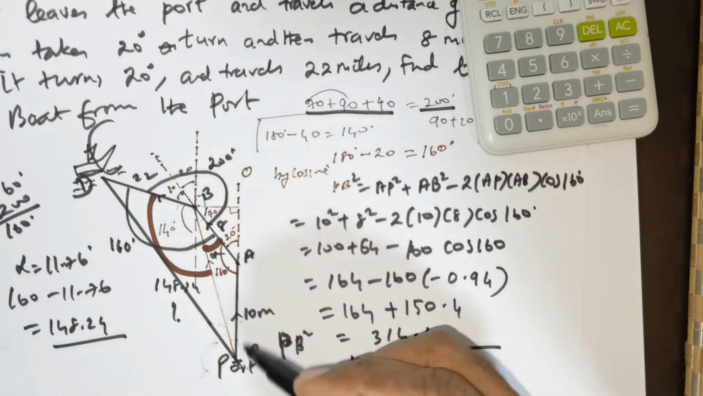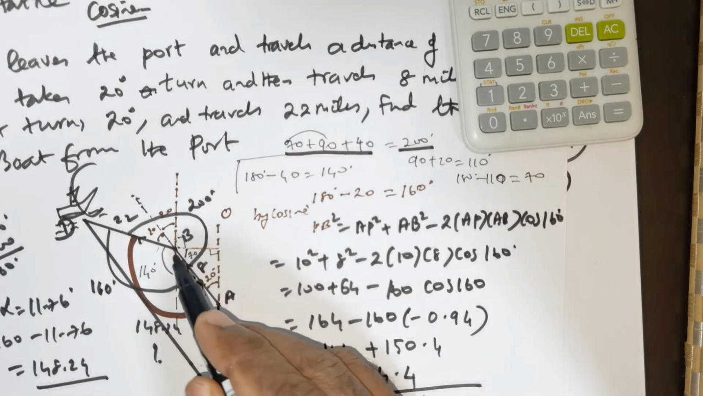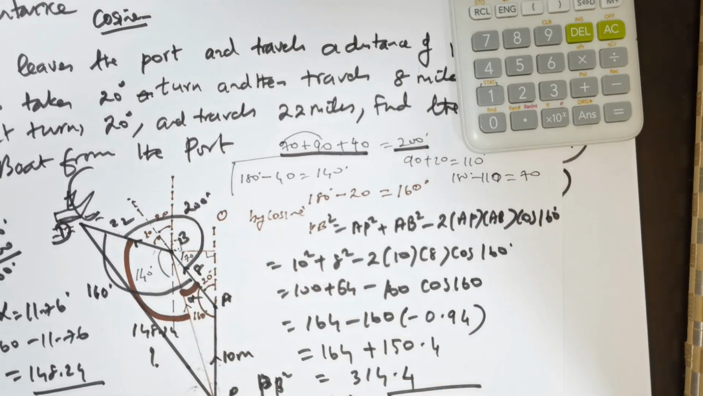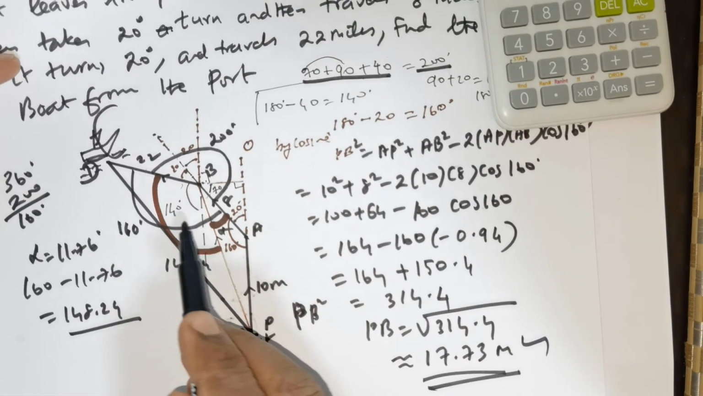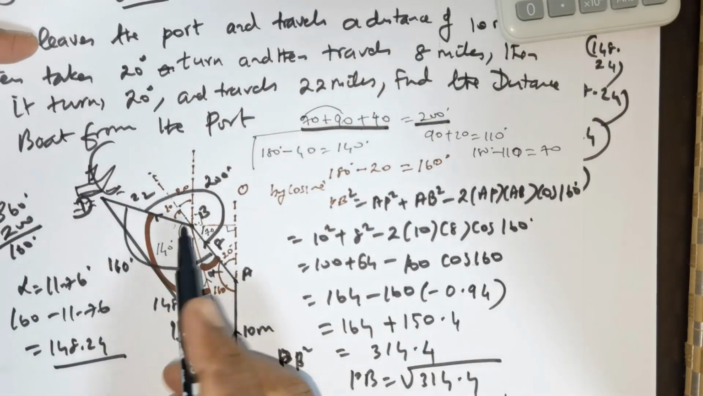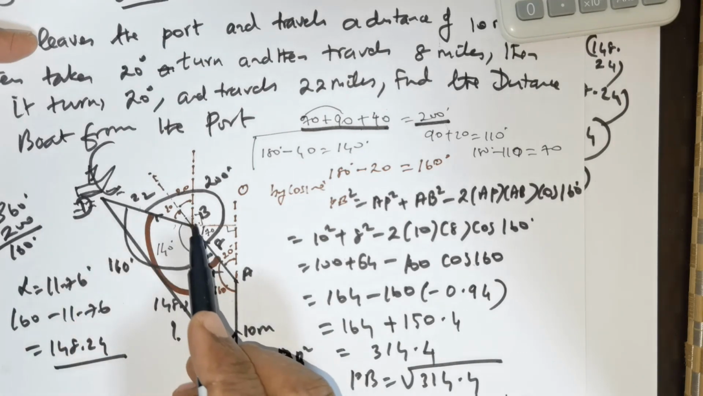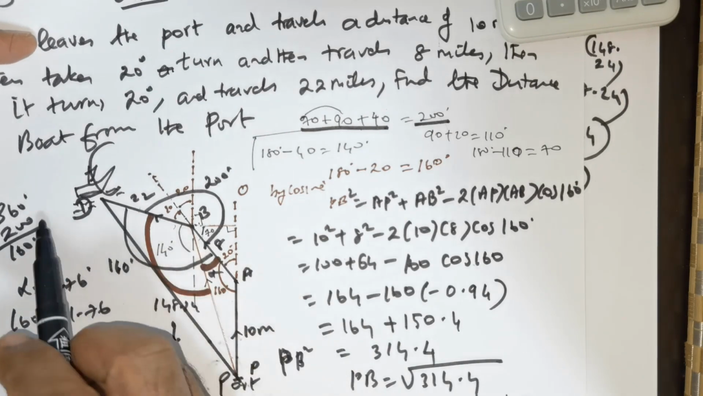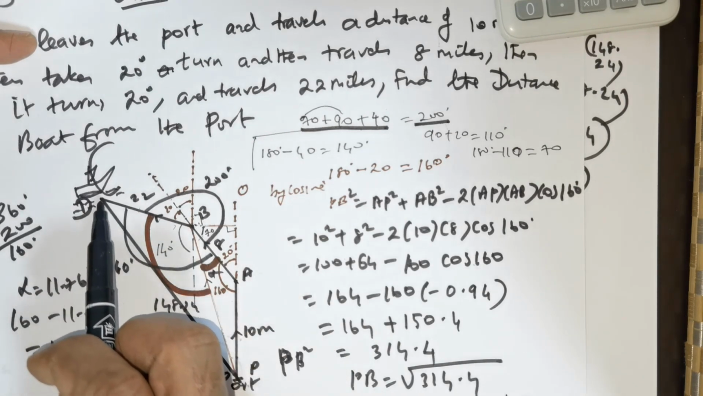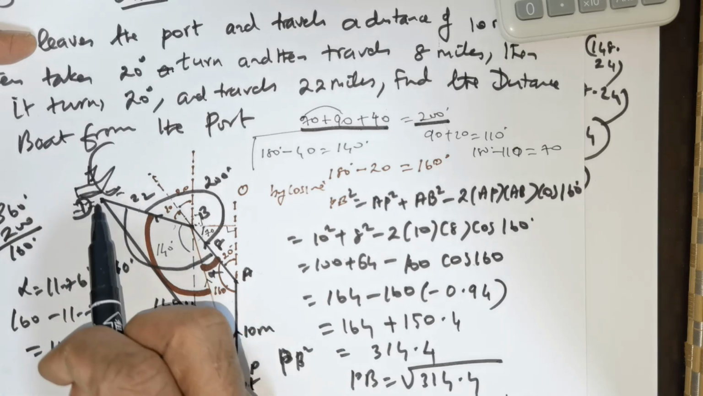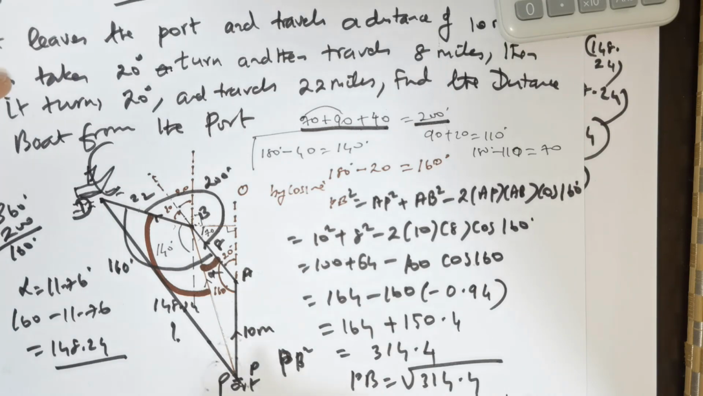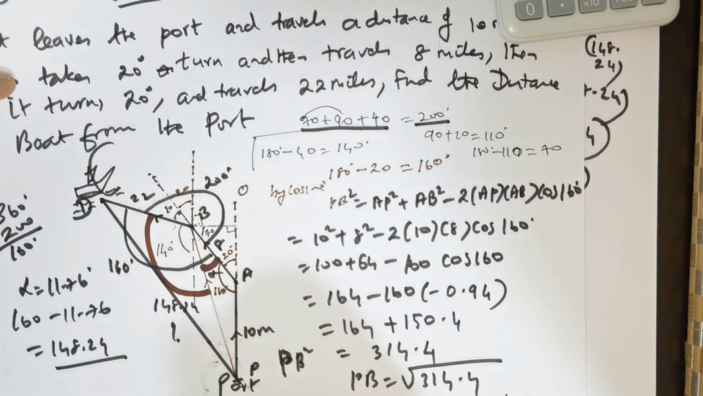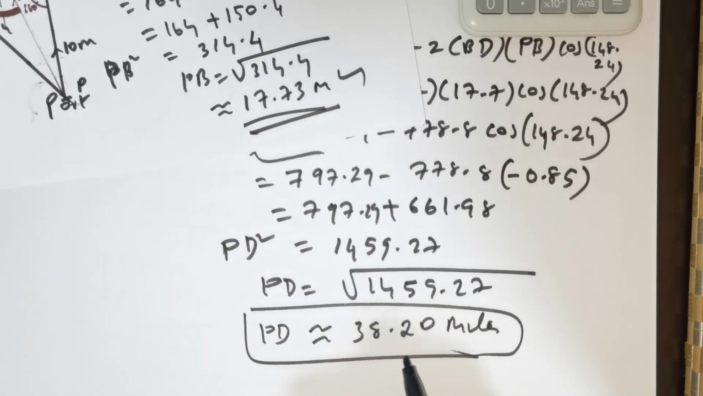So from port to the destination B, 17.73. Now again from station B it moves to the destination or station D. So the total distance, in other words, from the port is 38.20 miles.